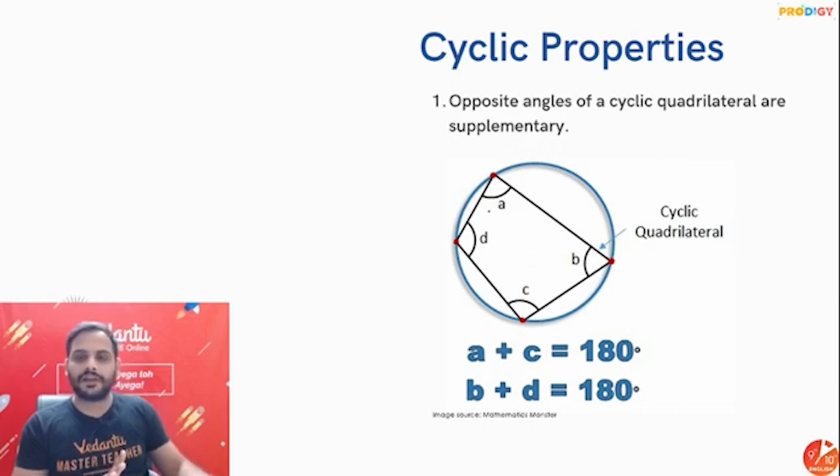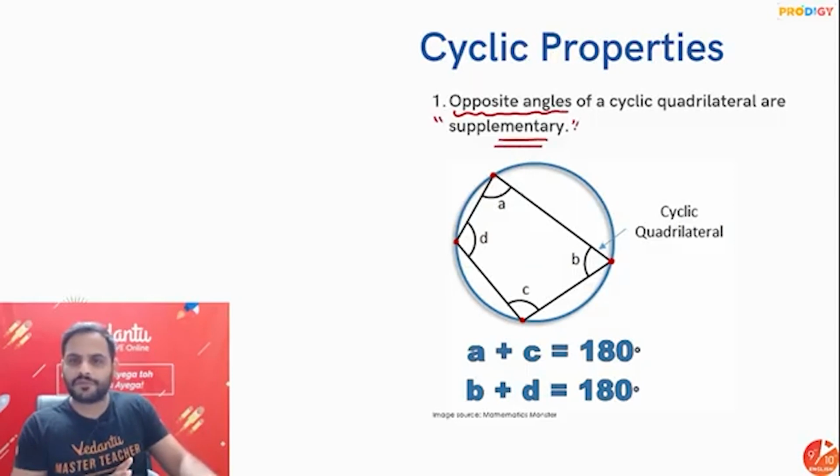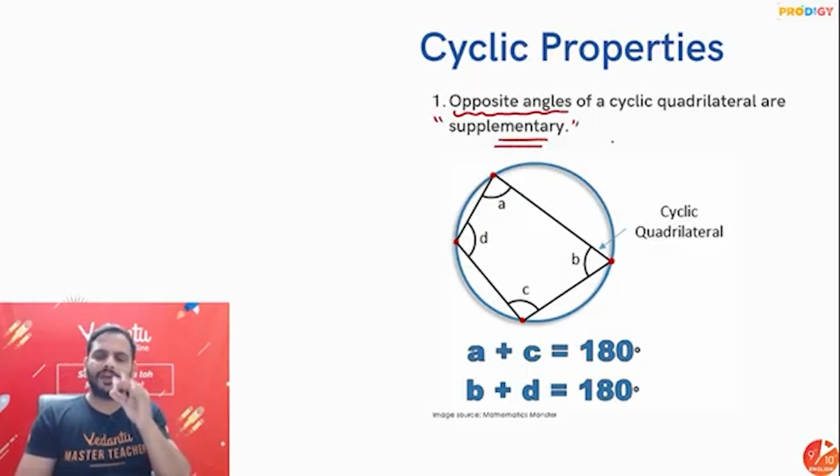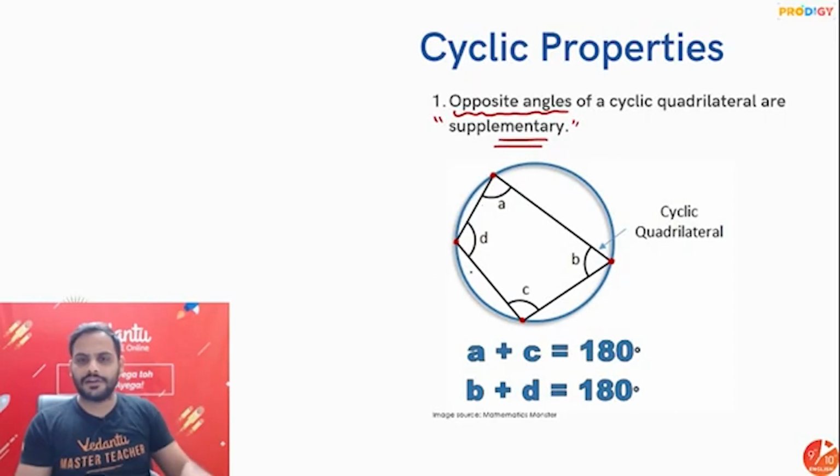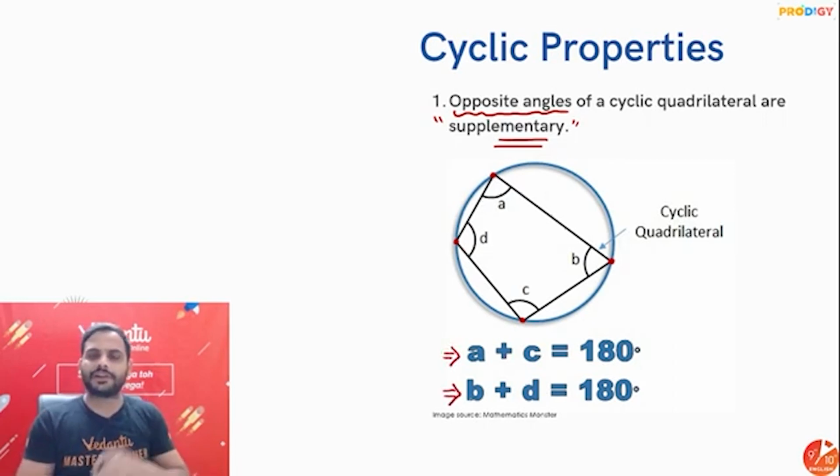Now in this, remember guys, opposite angles are supplementary. This is a very important property of cyclic quadrilateral. Angle A plus angle C is equal to 180 degrees. Angle B plus angle D is equal to 180 degrees. It's a very important property. Opposite angles are supplementary.